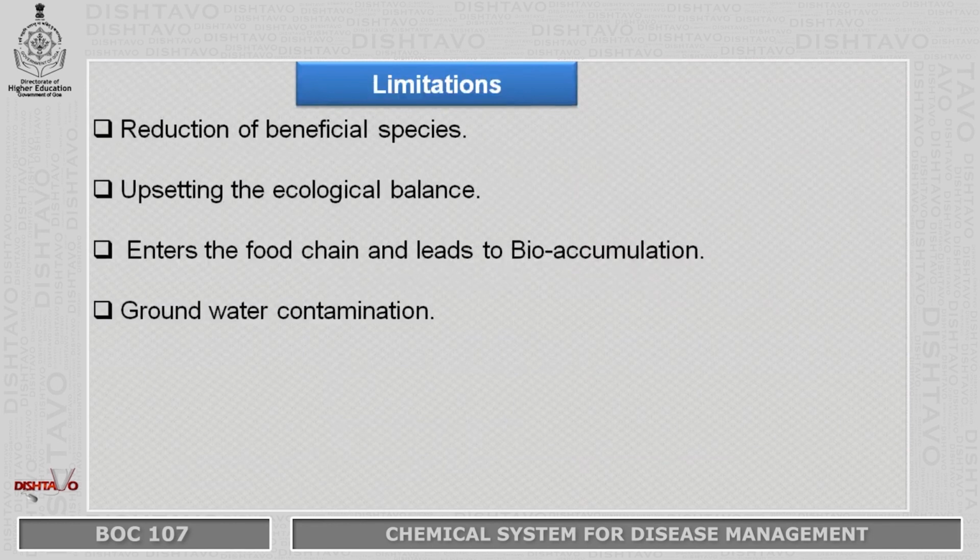Coming to the limitations of chemical systems or the chemical compounds to control the plant diseases. The first one, reduction of beneficial species, upsetting the ecological balance, entering the food chain and leading to bioaccumulation. There are reports that sometimes it leads to groundwater contamination.